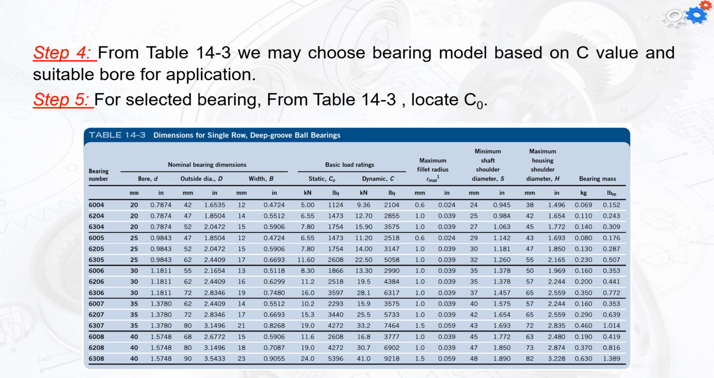For a selected bearing from Table 14.3, we can locate the value for C0. So the steps are: first, use the value of C that we have calculated to select the suitable bearing number. After that, we use the D to find which one is the most suitable bearing according to the bore number. Third, we find the static C0 value for the basic load rating.